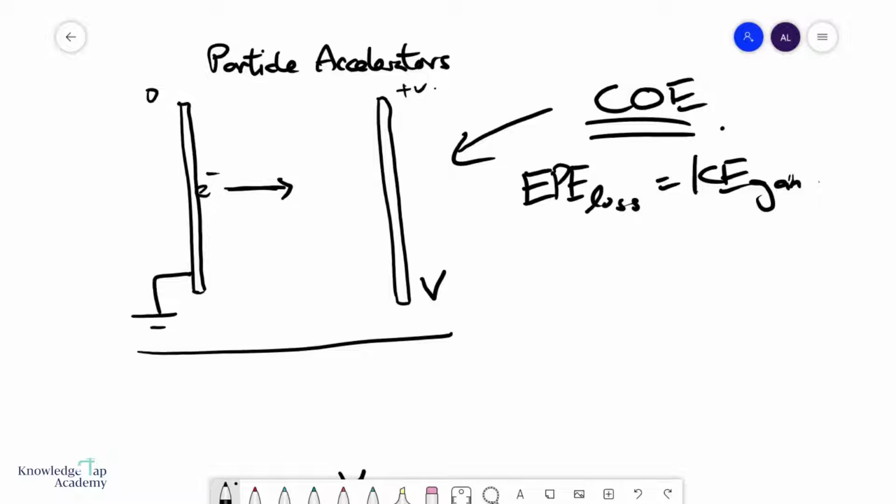And so remember that the loss in EPE can simply be calculated as Q delta V. And of course, this equals half mv squared. Then we put in our values and you should be fine. You can figure out what is the speed of the charged particle at the other end of the plates.